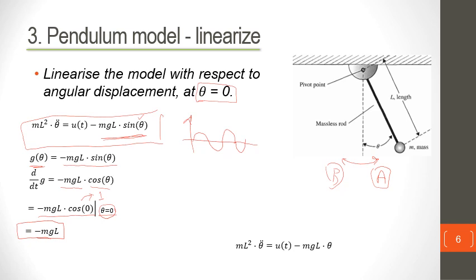Therefore, it means that our linear model, when you have linearized with respect to theta, is going to be mgl times the new variable here, theta. So this then becomes the linear model of the pendulum.